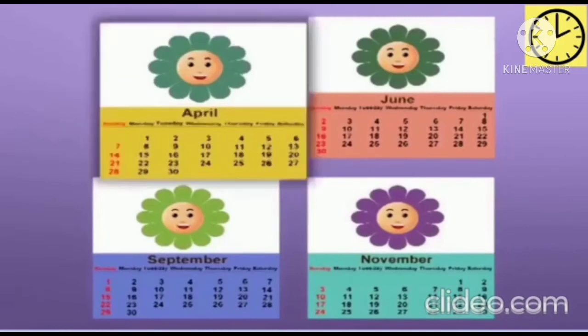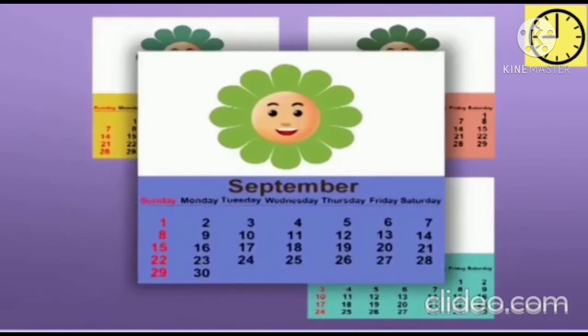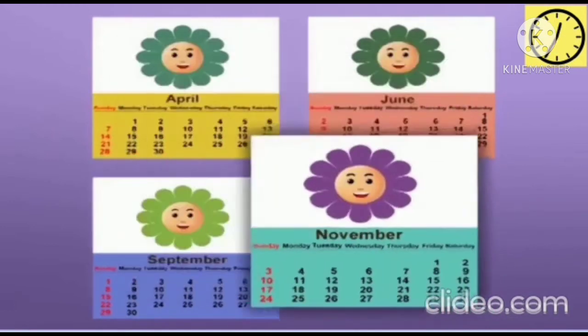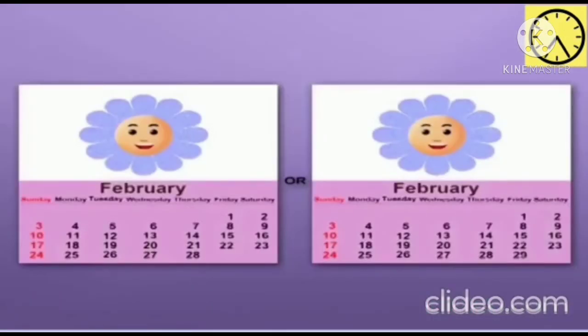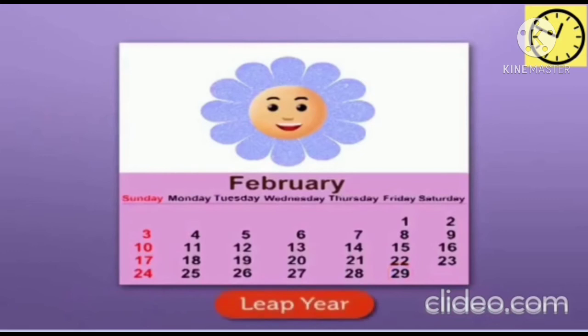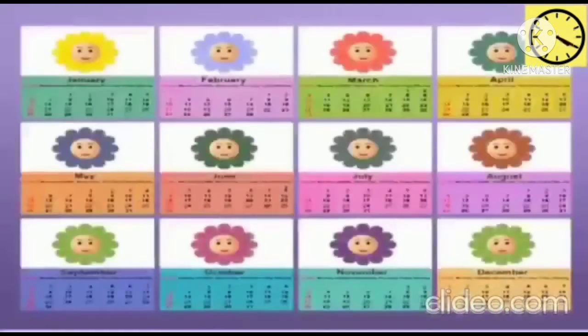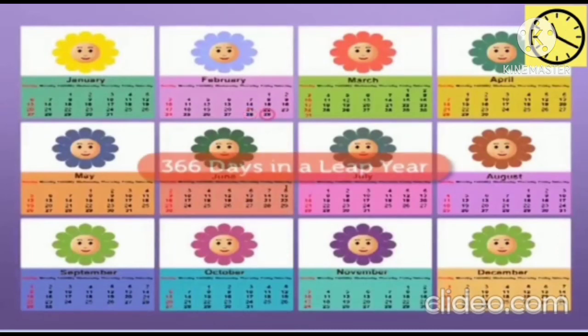The months of April, June, September, and November have 30 days. Do you know? February is a special month. It has 28 or 29 days. Every 4 years, it has 29 days. That year is called a leap year. In all, there are 365 days in a year and 366 days in a leap year.